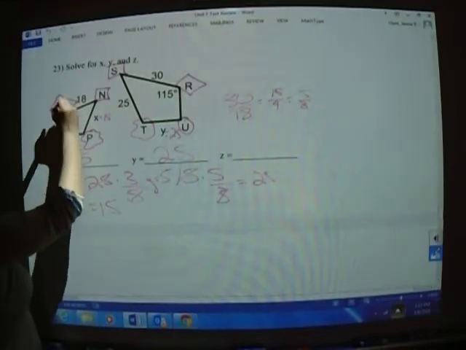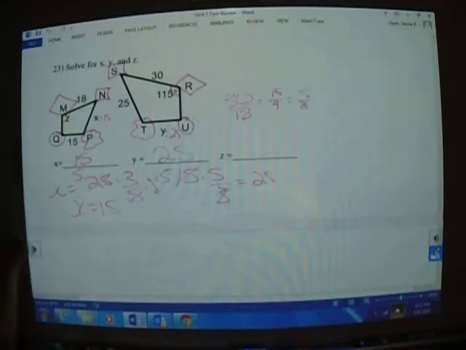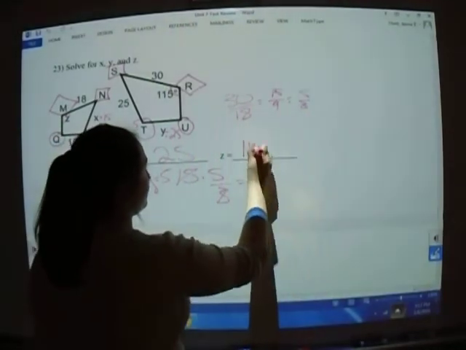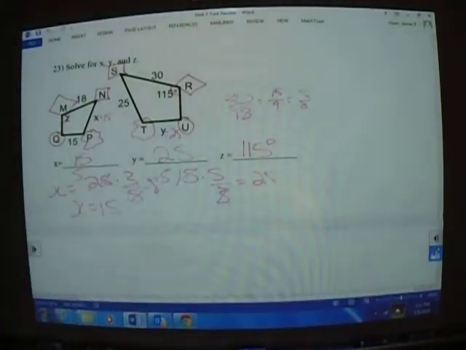So finally, we need to find z. Well, guess what? Angle M is congruent to angle R, right? If they're similar triangles, their angles are congruent. So z is just 115. Alright? I hope everyone gets that, because we are moving on.